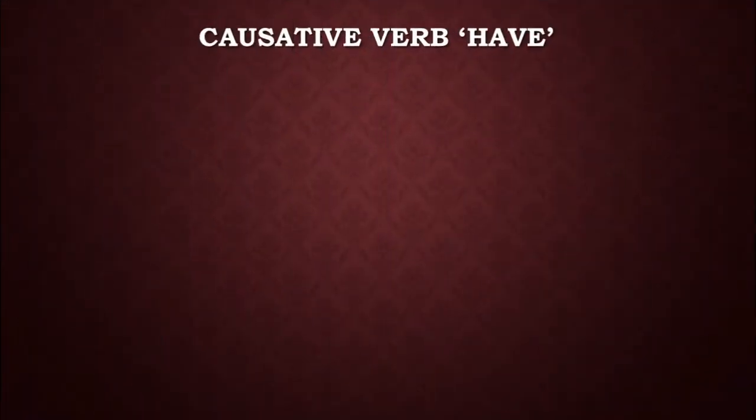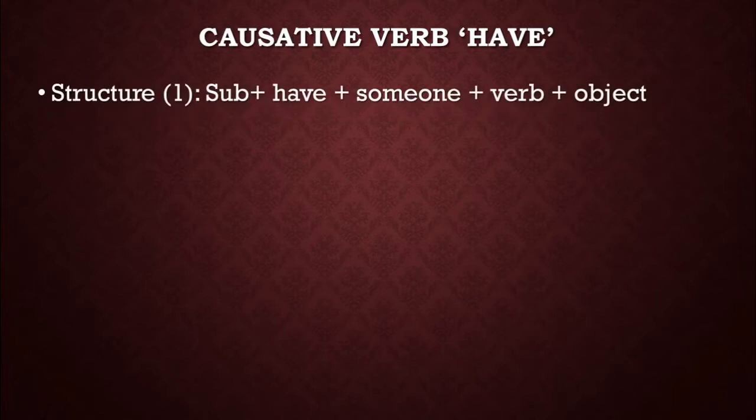Here we have the structure for the causative verb have. Again the same case: when the verb have does not perform the work directly, but makes someone do the work, then we have to use this structure: subject, have, someone, verb, and then object. Here we have to use the base form of the verb.